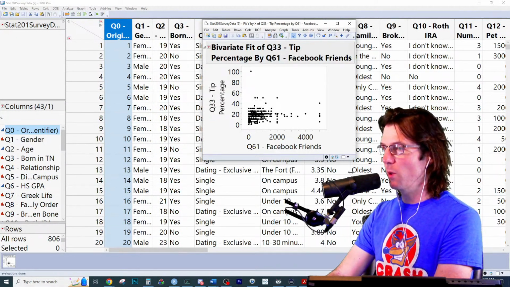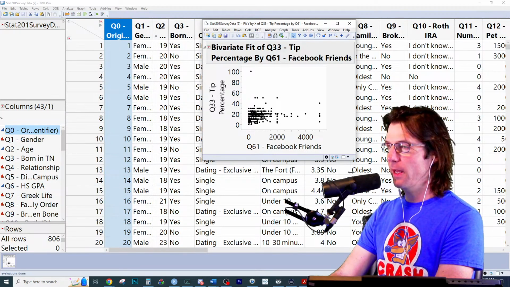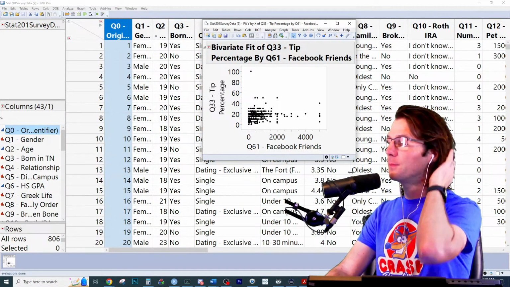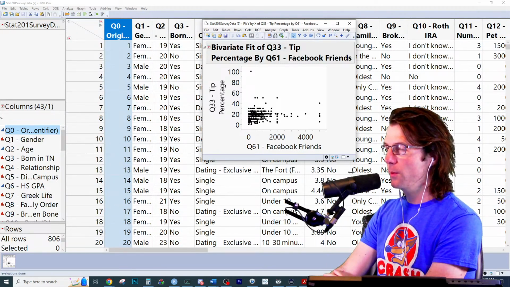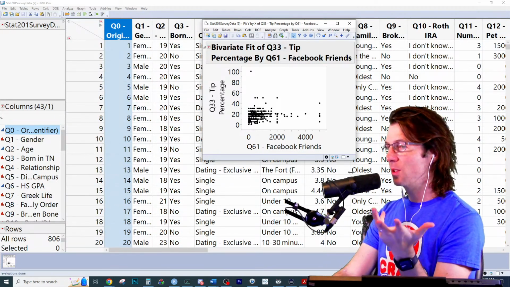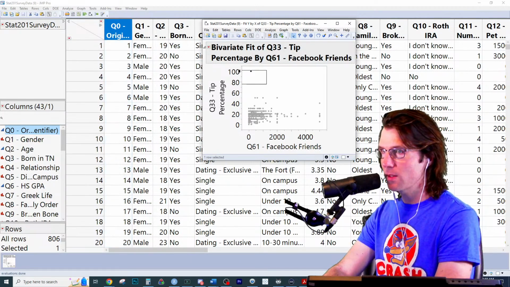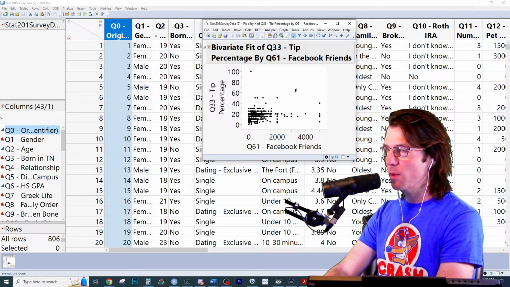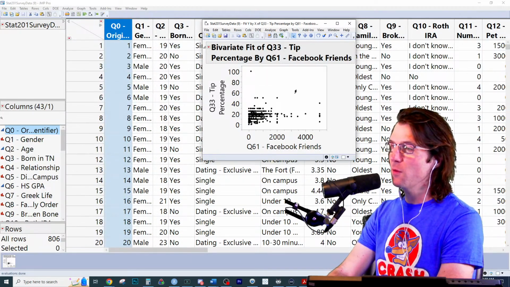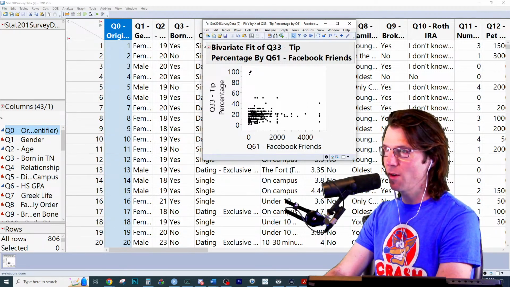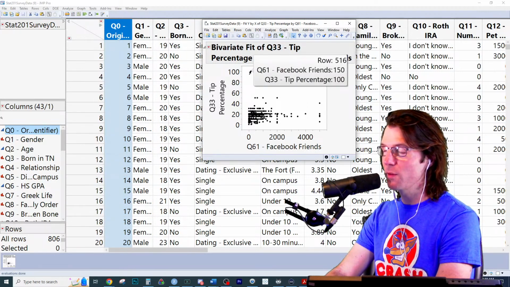Automatically, I start to see some what's in this plot. Like, what do you notice? Because we have to think QQ, which if you're doing regression, I see some outliers right up here. That's a big outlier right up there. So that person who says, I tip 100% and I have no friends. Well, they don't have no friends. They have 150 Facebook friends.